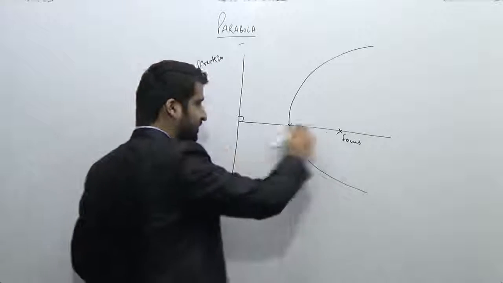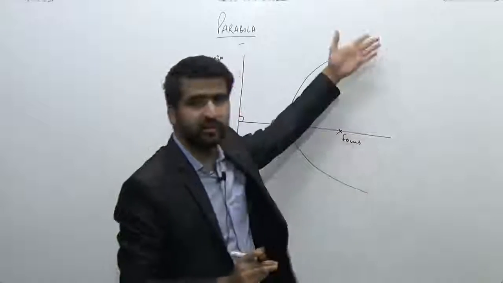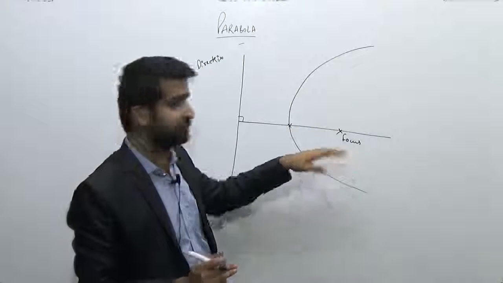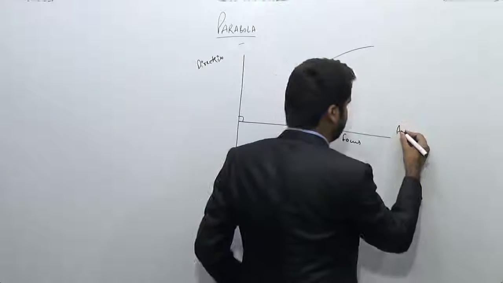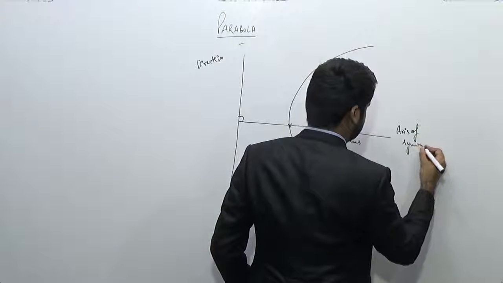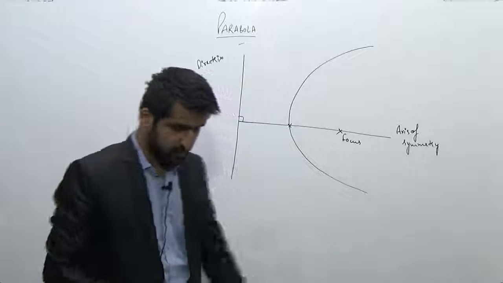So this line which divides the parabola into two equal halves, you can see that this will divide the parabola into two figures which are mirror images of each other. And this is called the axis of symmetry. So this thing is the axis of symmetry, and this is the directrix, and this will be our focus.